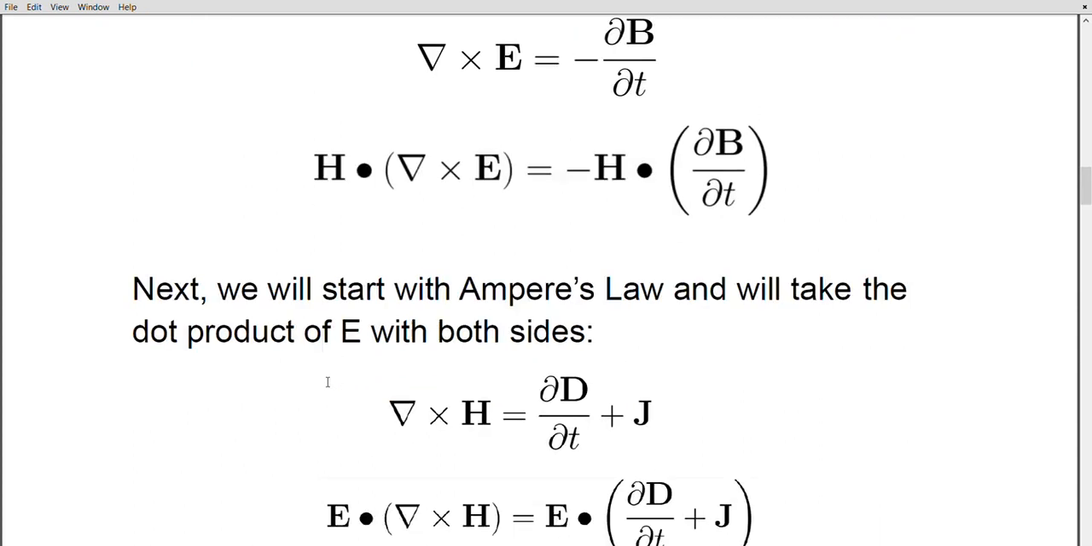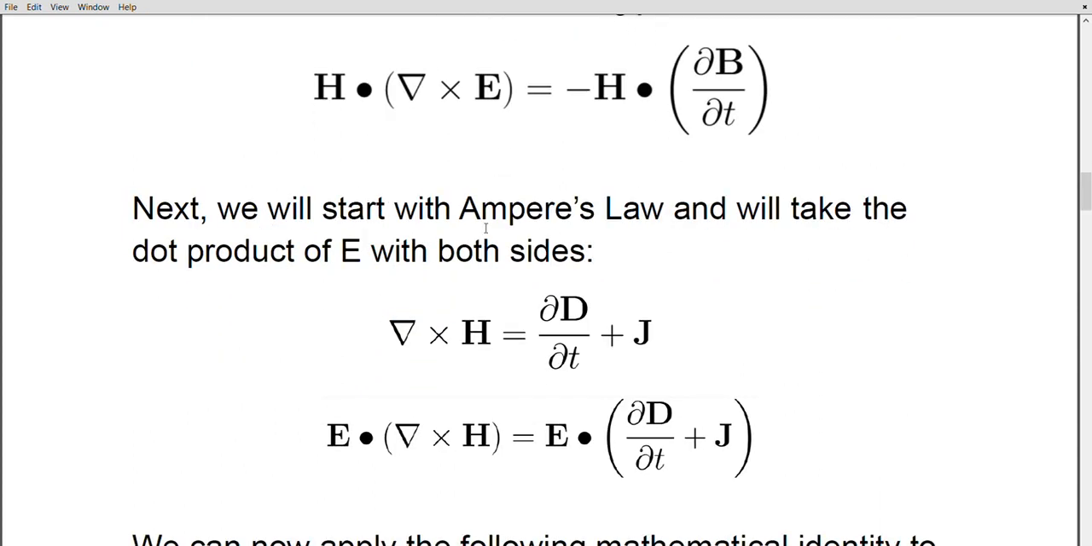Next we will start with Ampere's law and take the dot product of E with both sides. Del cross H gives the equation dou D by dou t plus J. When we substitute it in E dot del cross H, we get E dot (dou D by dou t plus J). So now we have the equations for H dot del cross E and E dot del cross H.